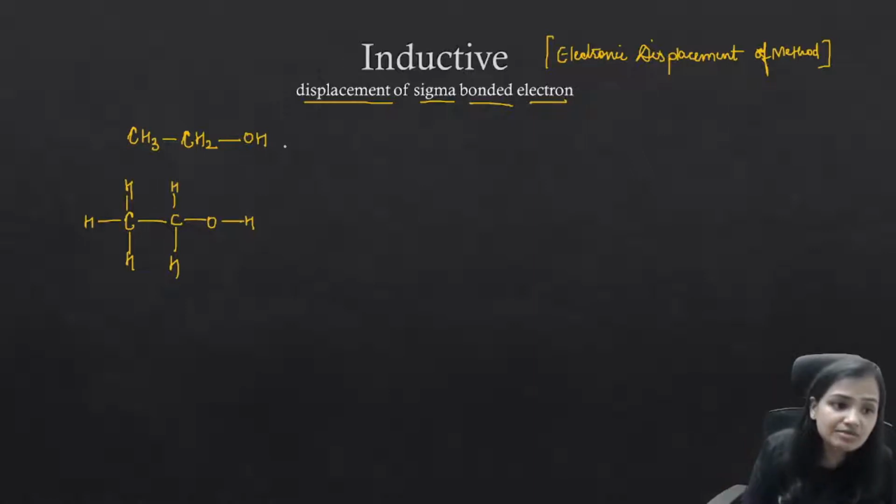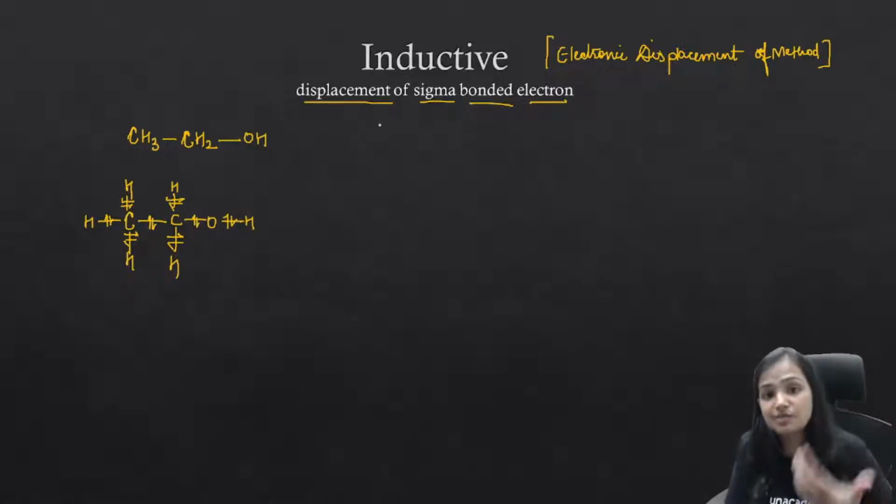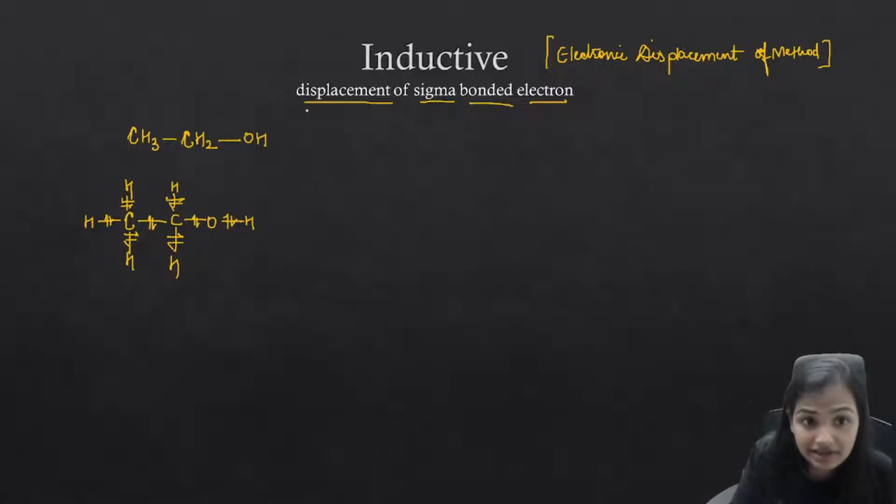Now the question comes: we have so many sigma bonded electrons, so what type of displacement do we have to do? They all are sigma bonded electrons, right? So which electrons will get displaced? Guys, only those electrons can get displaced where there is a polarity. Only the displacement of that sigma bonded electron can happen where there is a polarity.